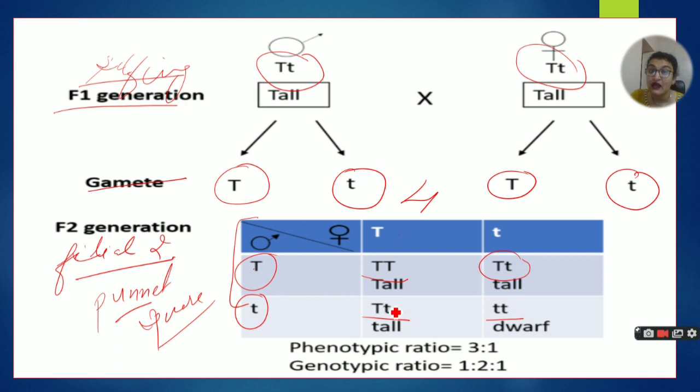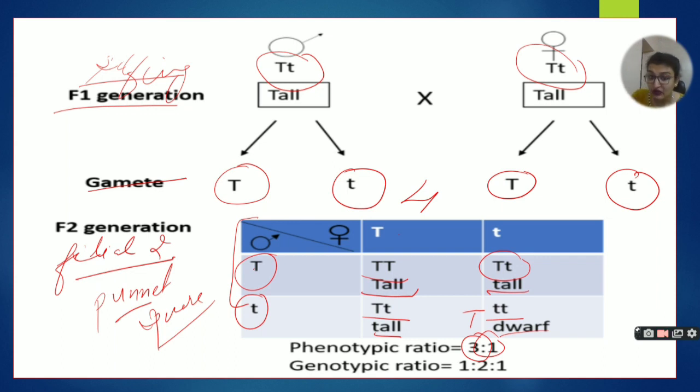Out of these 4, you can see 1, 2, and 3. 3 are tall. This 3 stands for the physical appearance, that all the 3 plants were tall. This 1 that you are seeing stands for one dwarf one. That is, 1 out of the 4 was a shorter one, or the dwarf one.